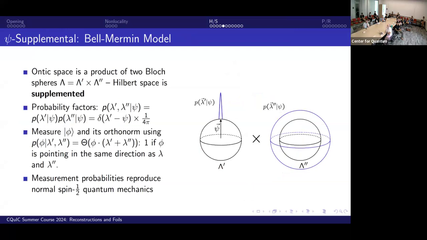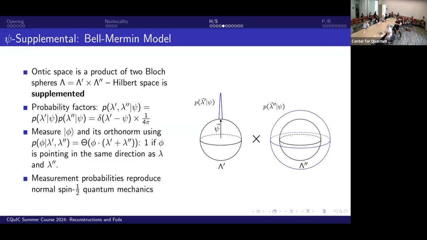For the psi-supplemental theories, there's this apparently famous Bell-Mermin model, where your ontic space is a product of two Bloch spheres. The first Bloch sphere is essentially just enacting like the previous model, where your distribution is just given by the delta function here. But then you have this second Bloch sphere, which has a uniform probability on it. And so you see the sense in which this is a supplemental theory. You have your regular Bloch sphere that was being seen before for these spin-half particles, but then it's being supplemented by this extra Bloch sphere, which is encoding some kind of hidden variables, if you would have it that way.